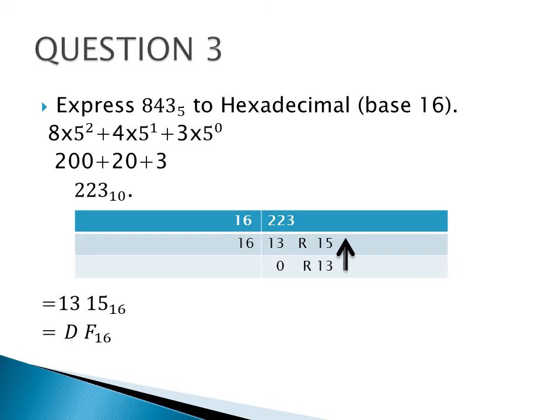223. Now I have to convert that to base 16. So I have to divide the number by 16. Dividing by 16, I'm going to have 13 remain 15. Then 16 into 13, I'm going to have 0 remain 13. Now writing that in hexadecimal notation, 13 signifies D, while 15 signifies F.